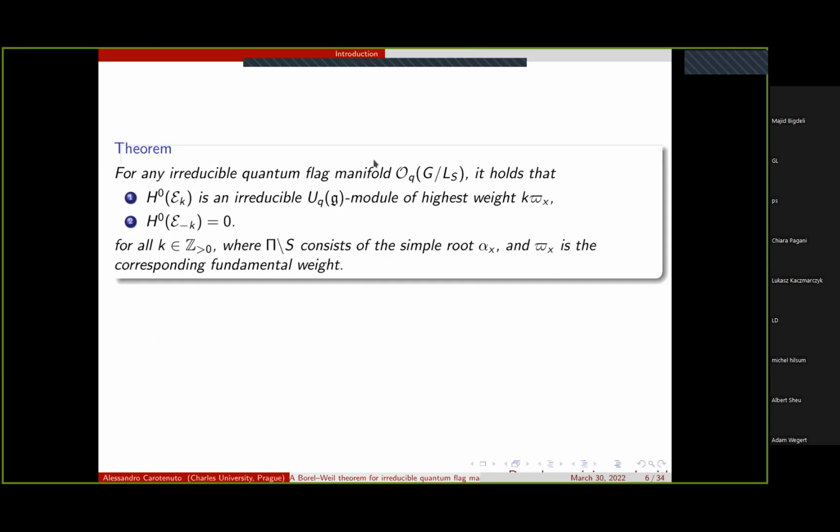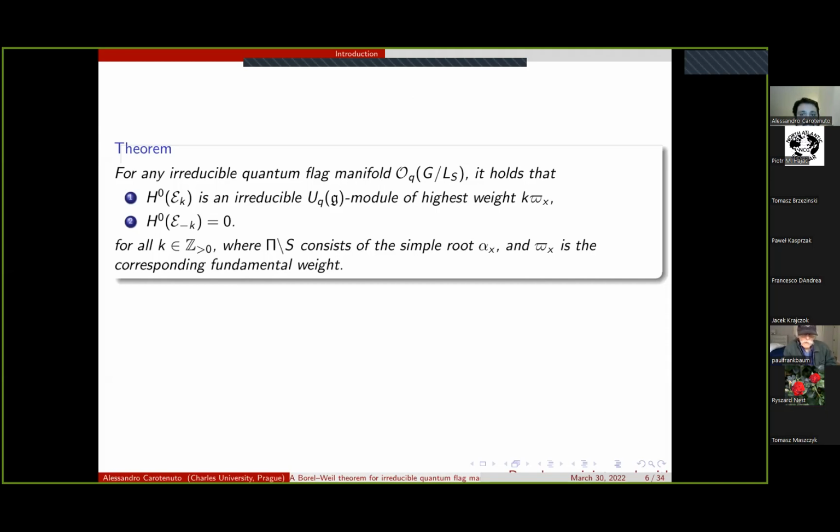For any irreducible quantum flag manifold, irreducible quantum flag manifolds being of course a subclass of quantum flag manifolds, we have that the space of holomorphic sections over a line bundle E_K is an irreducible U_q(g)-module of highest weight K varpi_x. So x here is the cross node corresponding to the irreducible quantum flag manifold. No worry if you don't get what I'm saying right now. I will, of course, explain everything in detail very soon. So yeah, this is the Borel-Weil theorem.